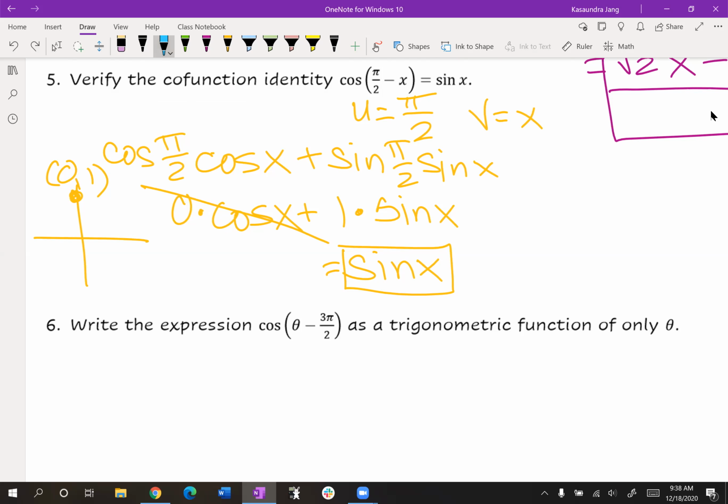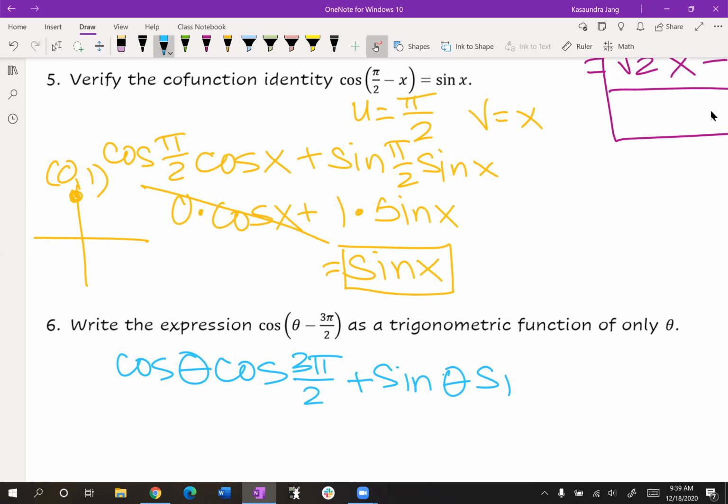So cosine of the u, in our case, theta, times cosine of the v, which in this case is 3 pi halves. And then plus sine of the u, which we had a theta for u, and sine of v, which was our 3 pi halves.